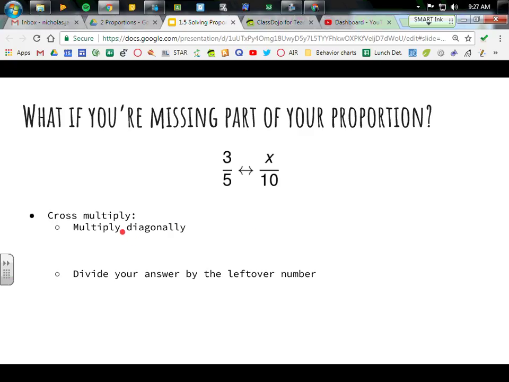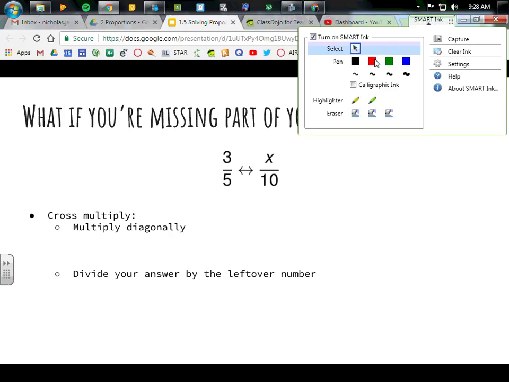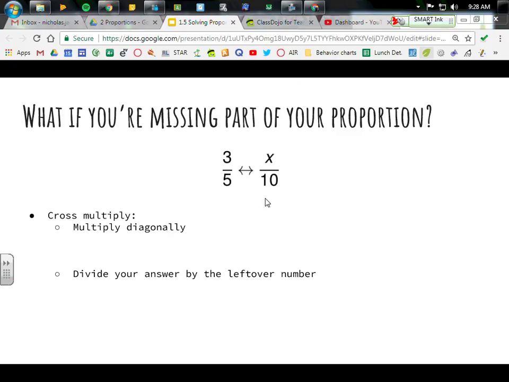We cross multiply. So first we're going to multiply diagonally with the values that we have. So we have 3 and 10 that we can multiply diagonally. So we're going to multiply them. 3 times 10 gives us 30. So that's our first step.